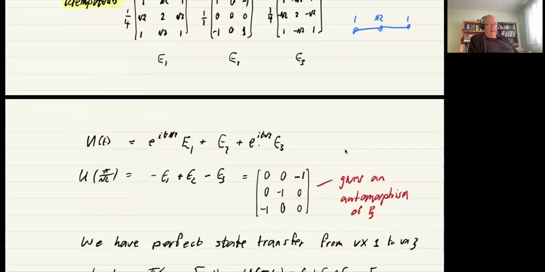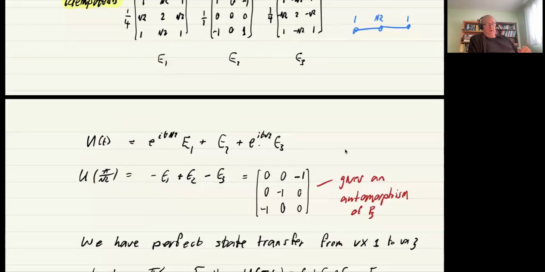And so now we can say that U of t is equal to this sum over the eigenvalues. It's worth noting that because we have this eigenvalue 0, there's nothing to worry about here. This is constant. Now the thing to note is that pi on root 2. If t is pi on root 2, this is e to the pi I, that's -1. So at time pi on root 2, you get minus E1 plus E2 minus E3.